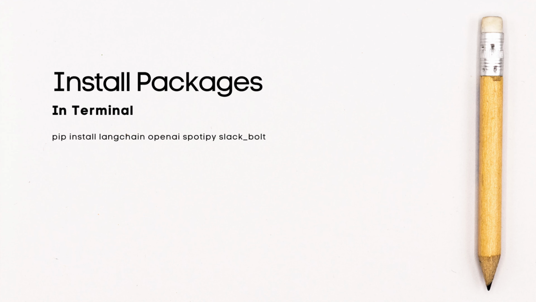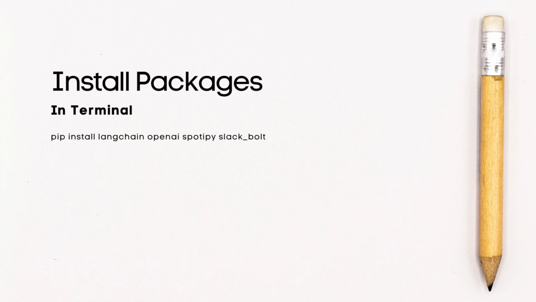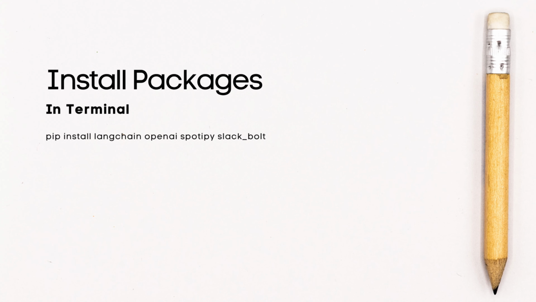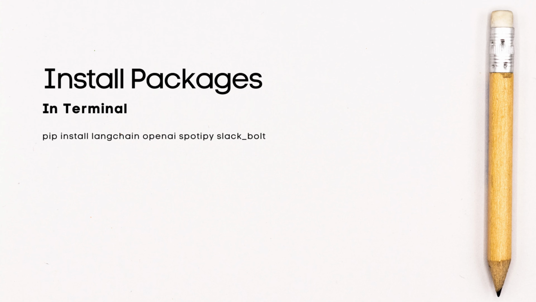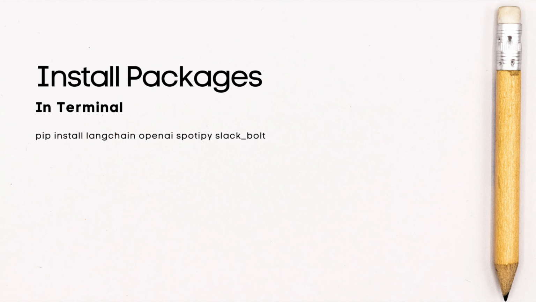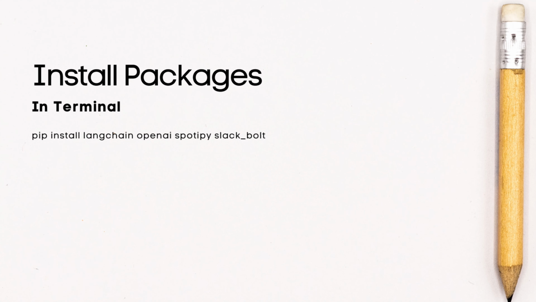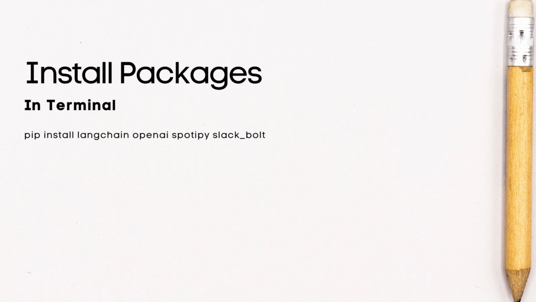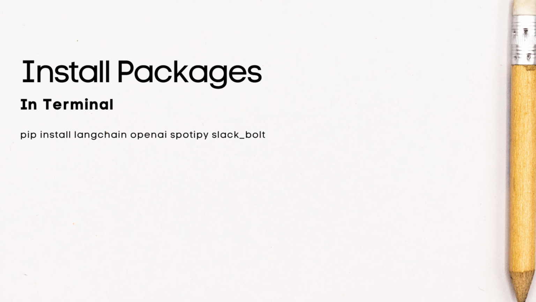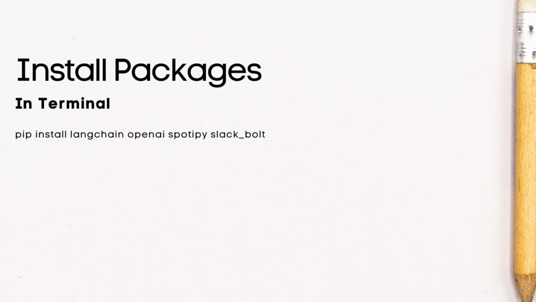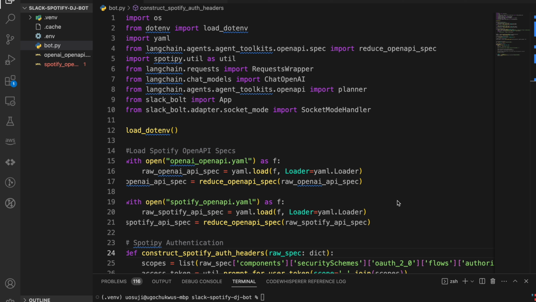All right, so we're going to be using the following libraries for our application. We're going to use Langchain, which provides a wrapper for us to communicate with these different API specification documents. We're going to be using OpenAI, of course, as well as Spotify. Spotify is a library that is designed to allow us to work with the Spotify API. All right, so let's dive straight into the code.